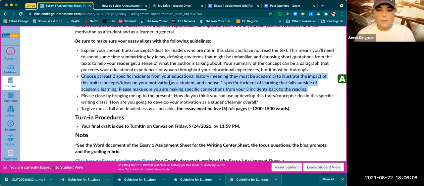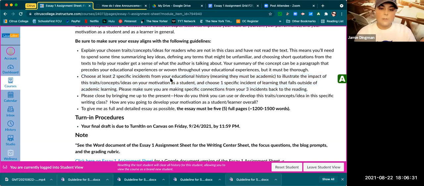Now, if it's been a long time since you've been in school, or if you're non-traditional, arriving to us by a different method and you just mostly have work experience, that's totally fine too. Just go ahead and shoot me an email or a text, and we can work out a way for you to do all of those life experiences or work experiences or hobby experiences.